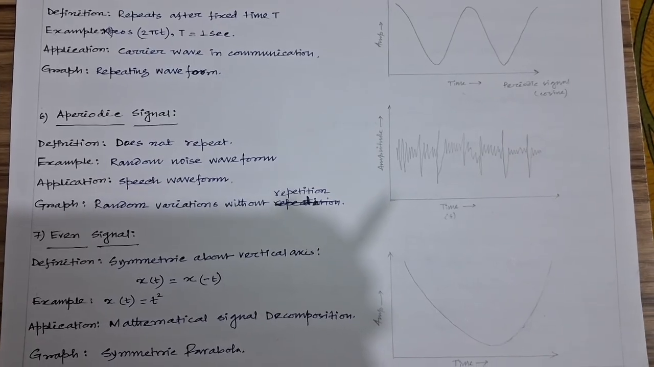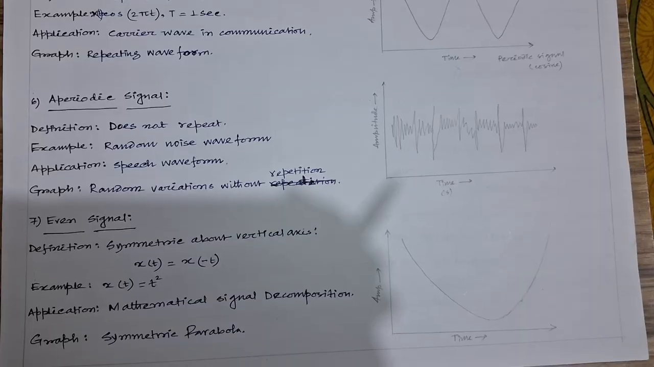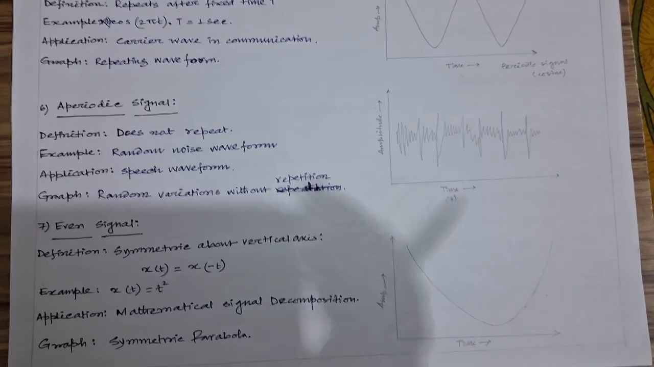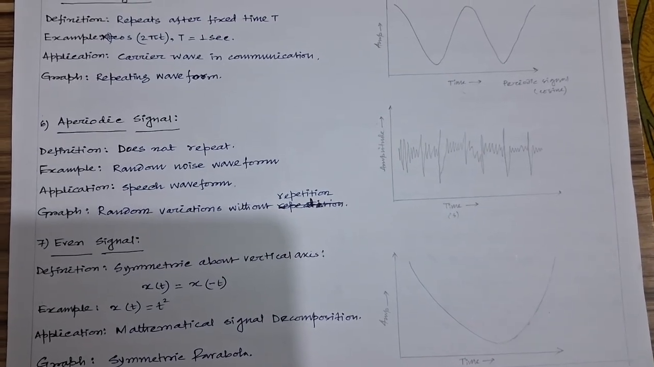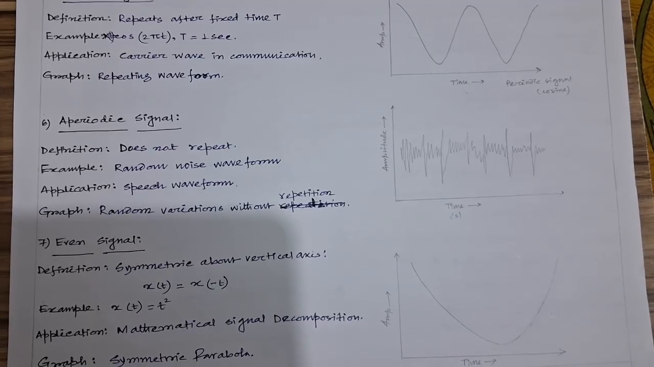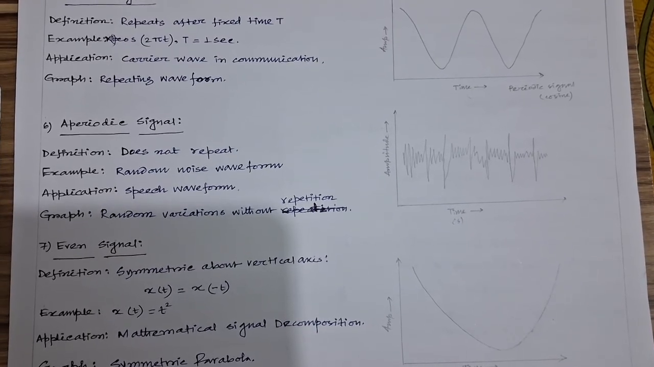Now let us talk about another category, the aperiodic signal. An aperiodic signal does not repeat. Example: a speech waveform. No two sentences have identical patterns.